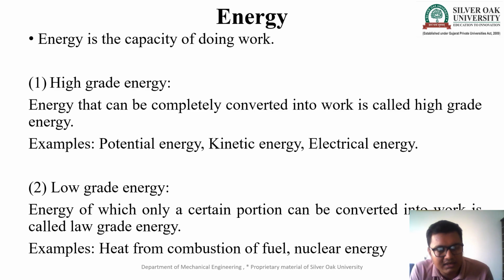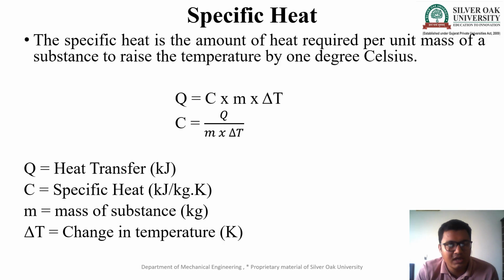So high grade energy is energy that can be completely converted into work. Examples are potential energy, kinetic energy, and electrical energy. Now we talk about low grade energy. It is energy of which only a certain portion can be converted into work. The heat from the combustion of fuel and nuclear energy are examples of low grade energy.